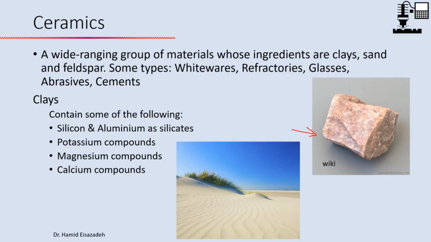And the clay actually contains silicon, aluminum. It also includes potassium compounds, magnesium compounds, and calcium compounds. In the sand, here, it can contain silica, feldspar, aluminum, potassium silicate.